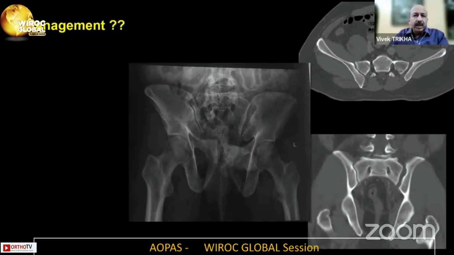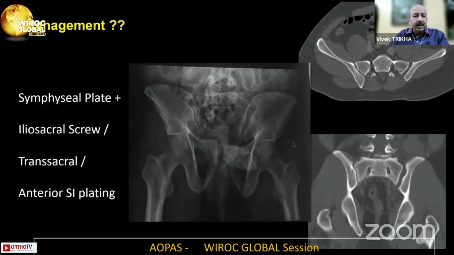What is the management? Management usually will be for a symphyseal disruption. So we do a symphyseal plate, and based on our preferences, we can put in an iliosacral screw, transsacral transiliac screws, or a usual anterior SI joint plating, which are the most common of the methodologies or options which we use for an APC 2 or a 3 injury.